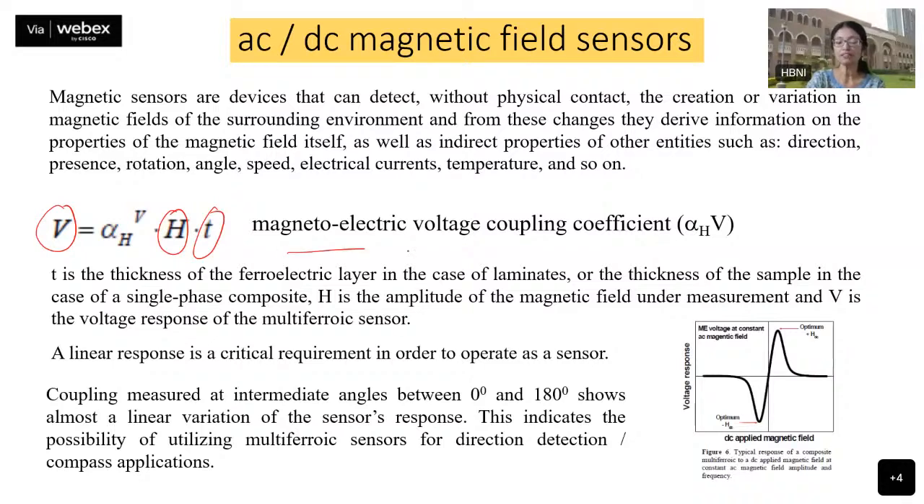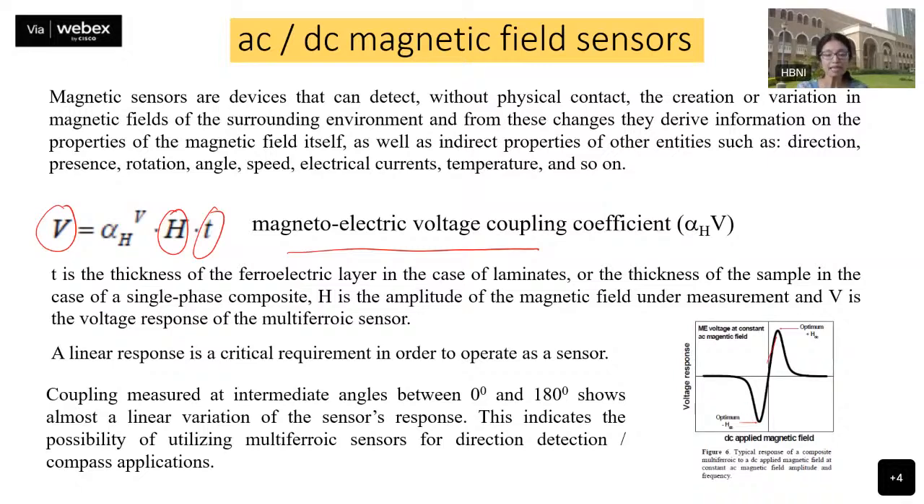This magnetoelectric voltage coupling coefficient is given by this alpha HV. Now a linear response is a critical requirement in order to operate this as a sensor. Coupling measured at intermediate angles between 0 and 180 degrees shows an almost linear variation, as you see over here. This indicates the possibility of using multiferroic sensors for direction detection as well as softness applications.